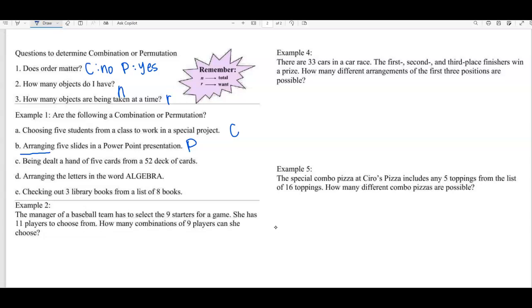Being dealt a hand of 5 cards from a 52-card deck. Well, if they're just handing them to me, the order doesn't matter, it's just a combination. Ooh, D, arranging the letters in the word algebra. Yes, we have to spell algebra correctly, so that's a permutation. Checking out 3 library books from a list of 8 books. Does the order matter there? If you're just checking out 3 books from 8, not really. The order does not matter.